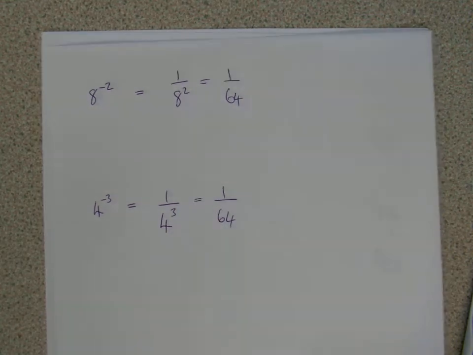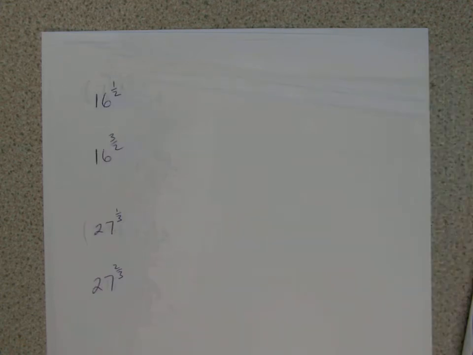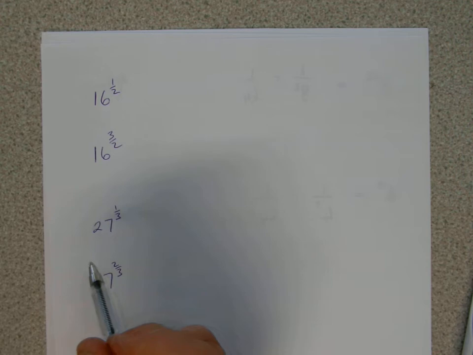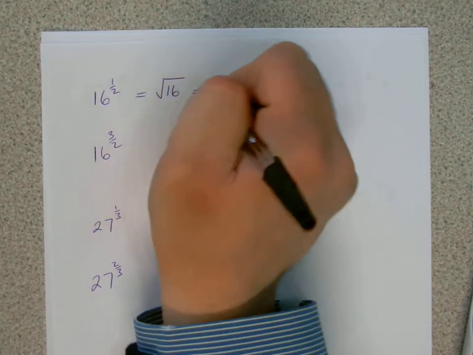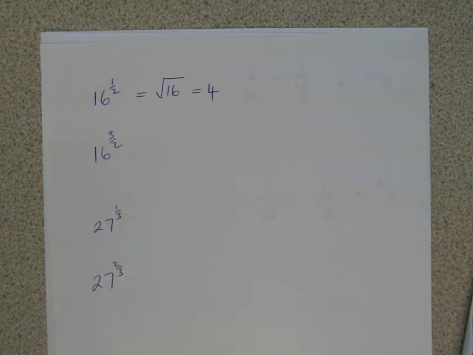Okay, now that's negative powers, but you could also have fractional powers. Okay, now remember with fractional powers, power half just means square root. Okay, so this is the square root of 16, which of course is 4. Okay, so don't forget that.